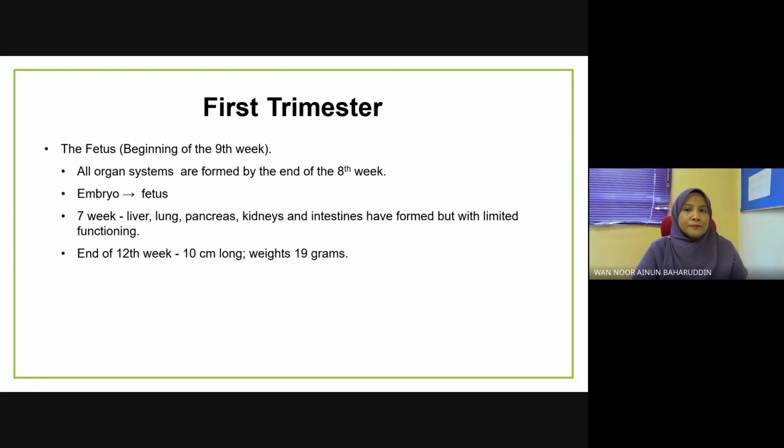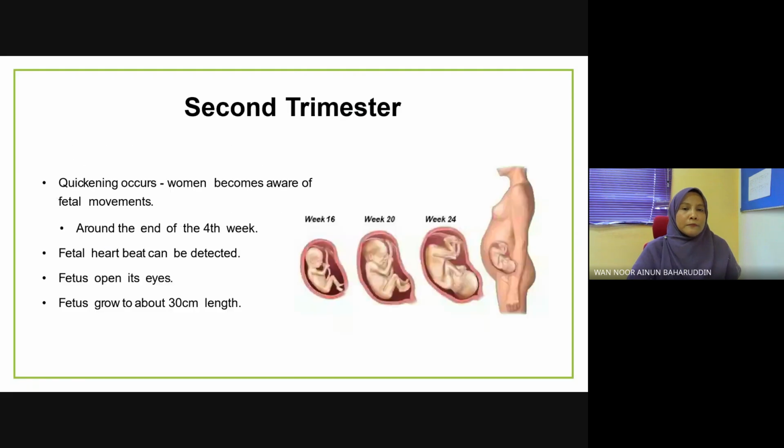Okay, so after the first trimester, on the 9th week, all the organ systems are formed. The embryo is now called a fetus. At the 7th week, we can see all the internal organs formed, such as the liver, lung, pancreas, kidney, and intestine. But the function is very limited. It's just the formation, not the function. At the end of the 12th week, the fetus can be 10 cm long, and the weight is only about 19 grams.